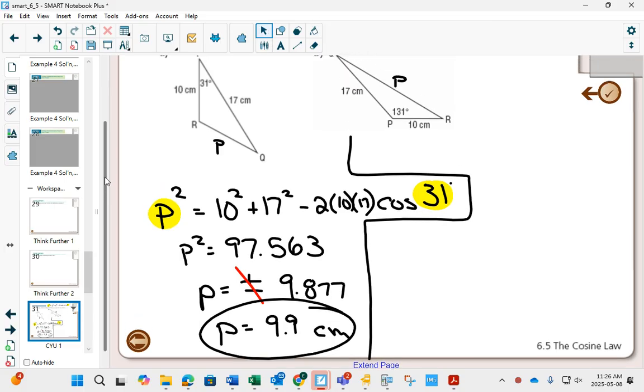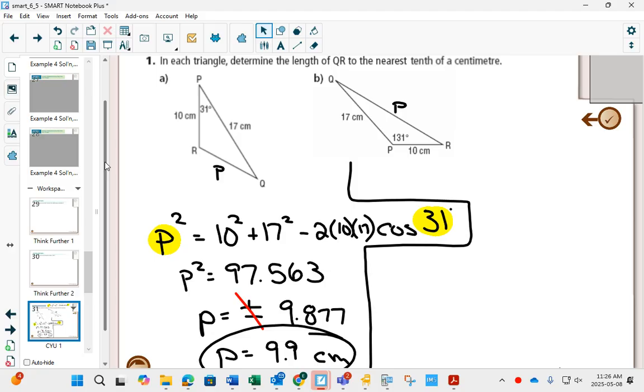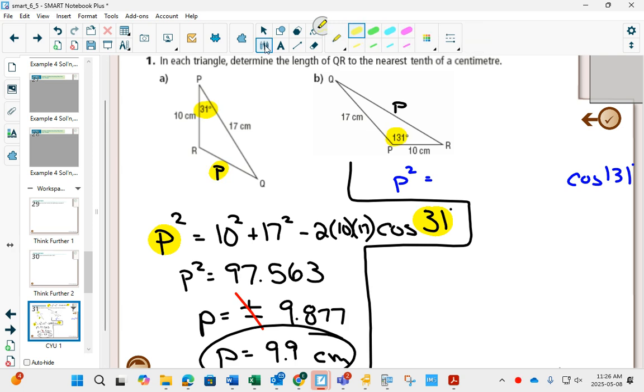Oh, something interesting. No, nothing interesting happens with the second one. I'm sorry, it's pretty boring. Okay, again, I want to find p squared. So over here, I'm going to have cos of 131, because if I take out my highlighter, these are the ones that are opposite each other. Then the rest, 10 squared plus 17 squared minus 2 times 10 times 17.